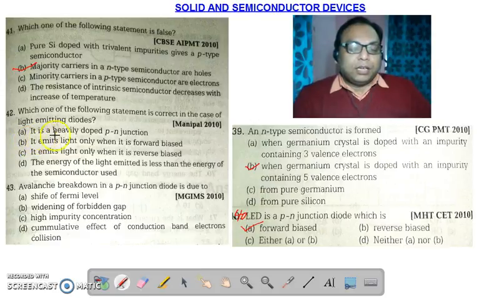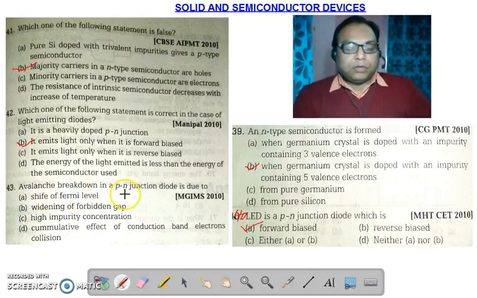So let's see. It is a heavily doped PN junction. It emits light only when it is forward biased. Obviously, we know that the LED only emits light when it's forward biased, because when we connect the PN junction diode in forward bias, at the junction it emits energy in the form of light. So option B is the correct option. So let's see question number 43.